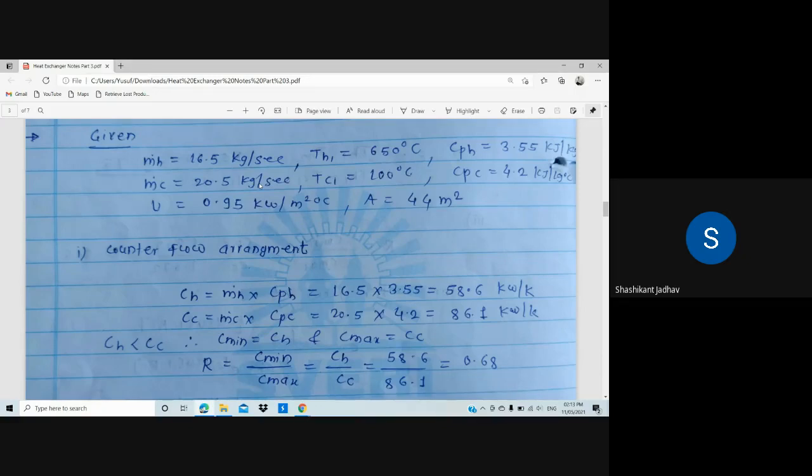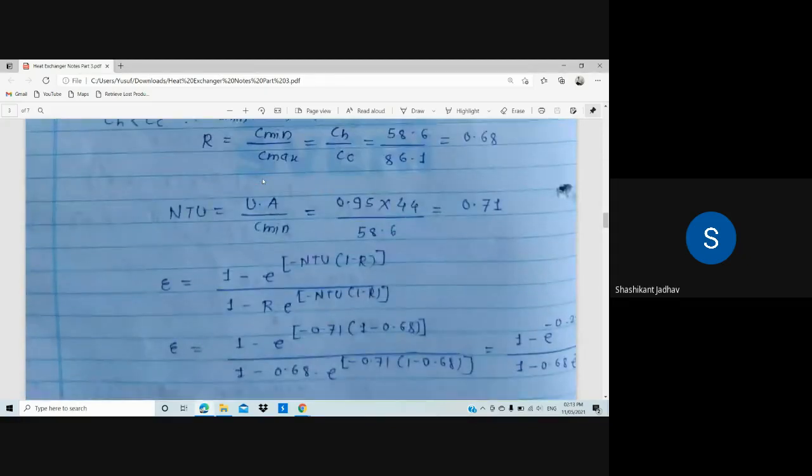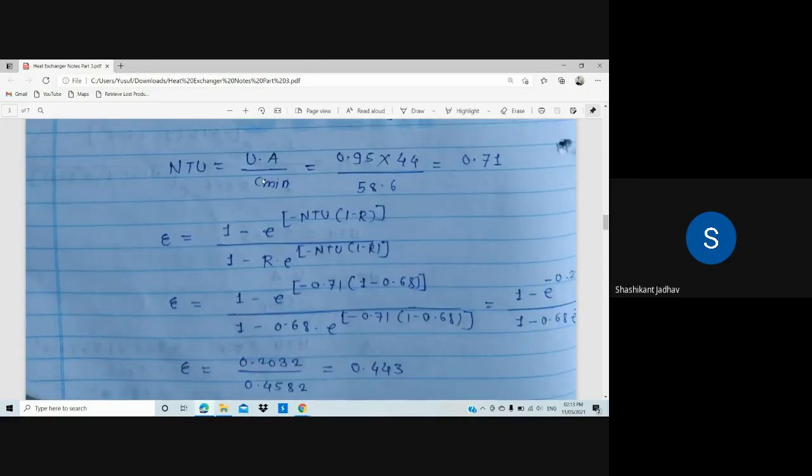Okay. And for the counter flow arrangement, we know the equation for the effectiveness, that is effectiveness is equal to 1 minus e raised to minus NTU into bracket 1 minus R divided by 1 minus R into e raised to minus NTU into 1 minus R. So we have already calculated the value of NTU and R, we have to put these values into this equation. From this simplification we get the value of effectiveness. And what is the value of effectiveness? That is 0.443.